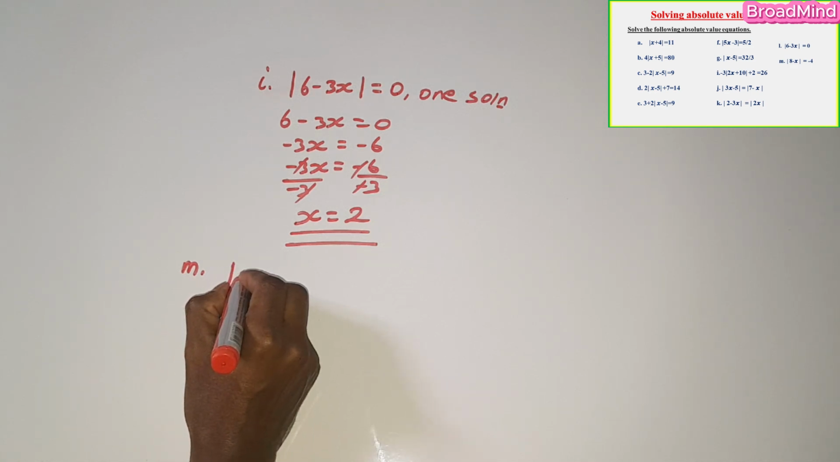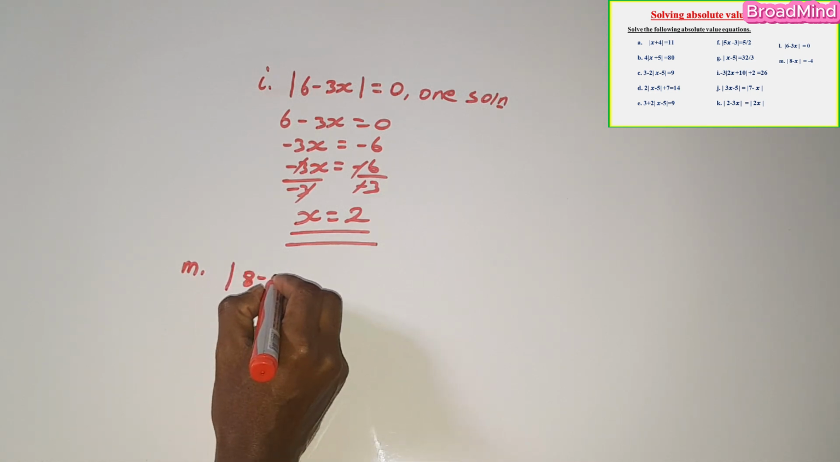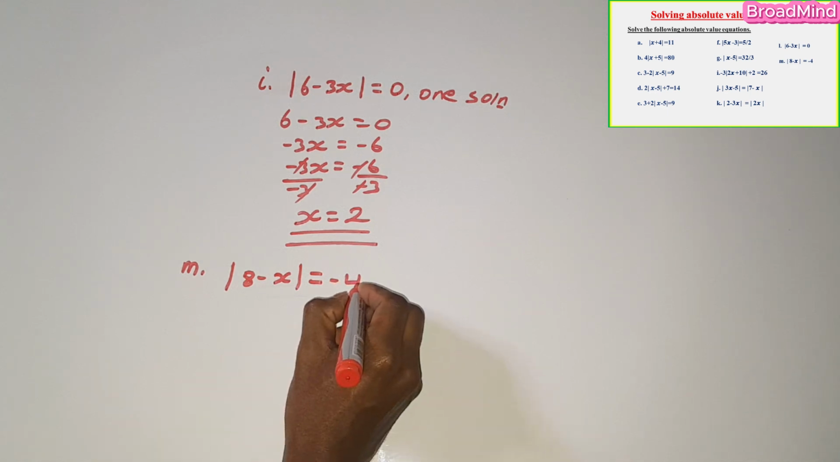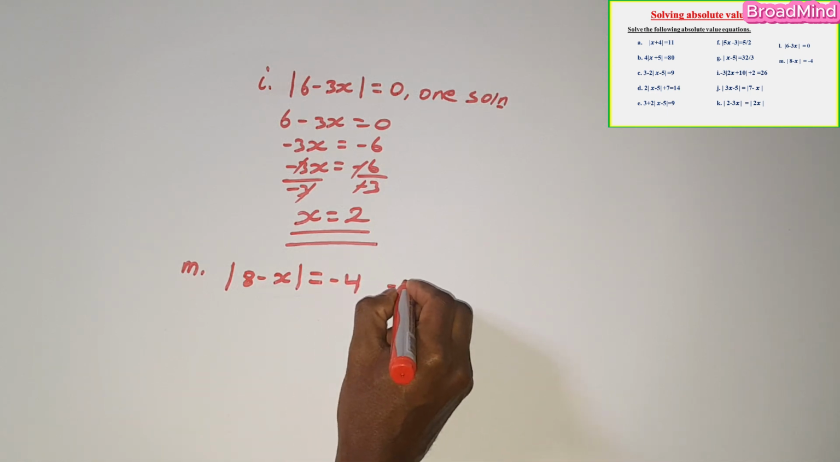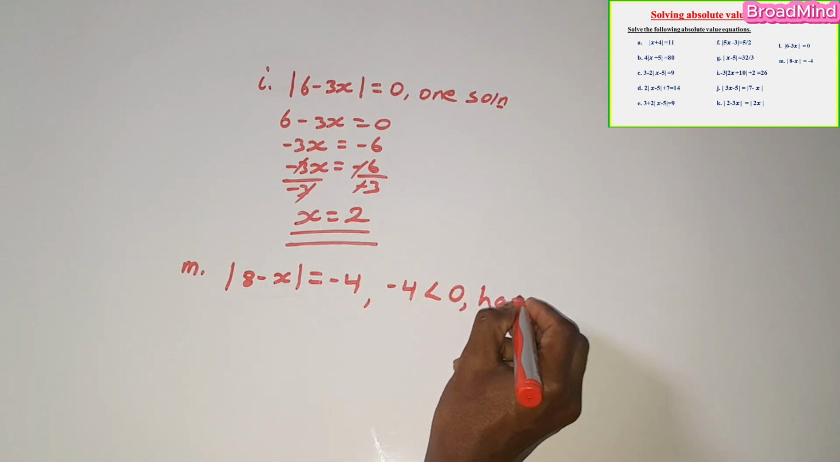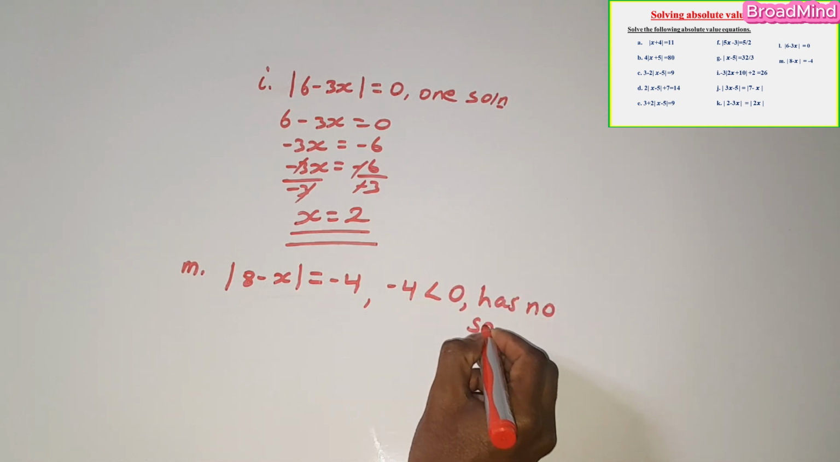Absolute value of 8 minus x is equal to negative 4. Negative 4 is less than 0, so it has no solution.